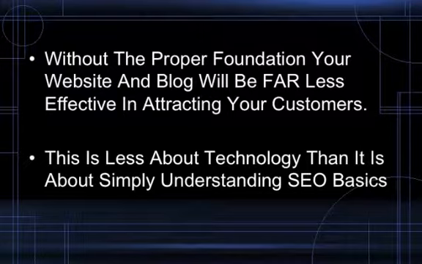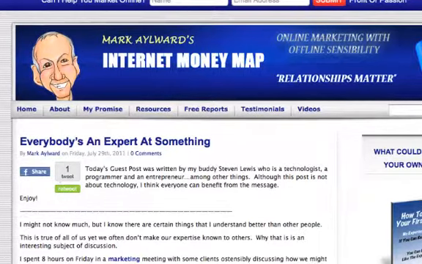And you have to do some fundamental stuff that's pretty straightforward. Otherwise, you could be pumping out the best content in the world, and it's going to take you a couple years for anybody to even see you. So what we're looking at here, I basically just have two tabs open. I got one of my blogs open. This is Internet Money Map.